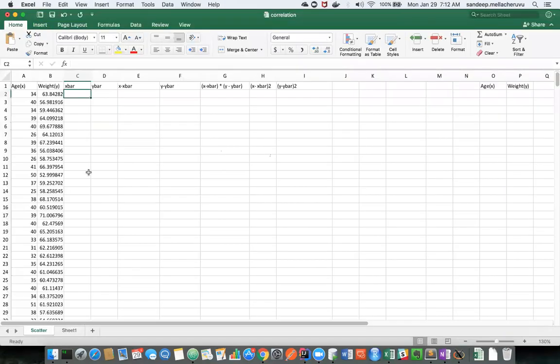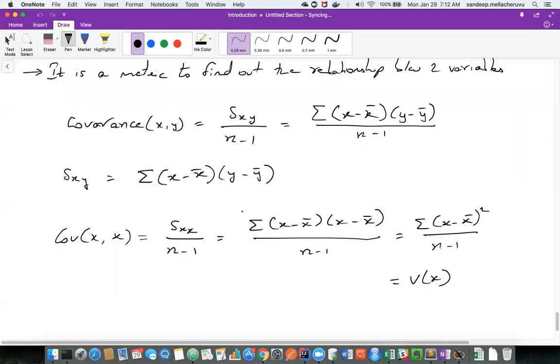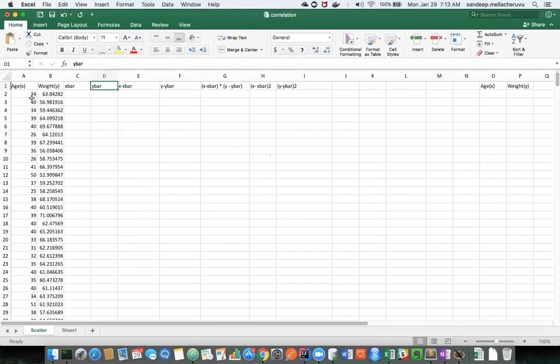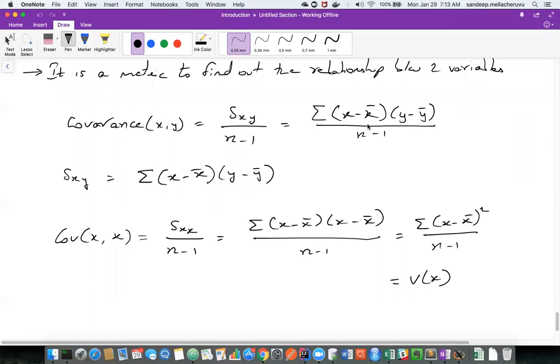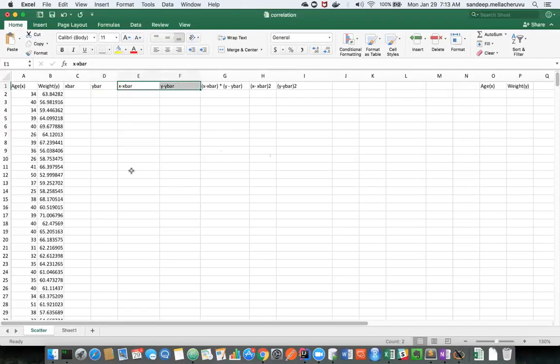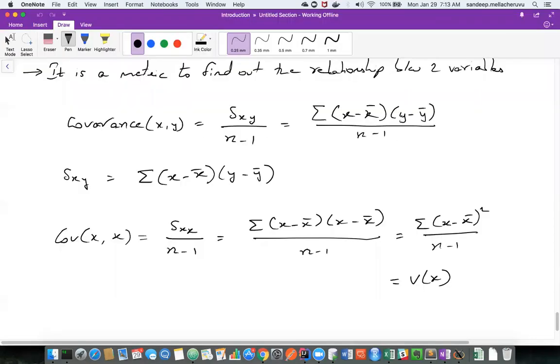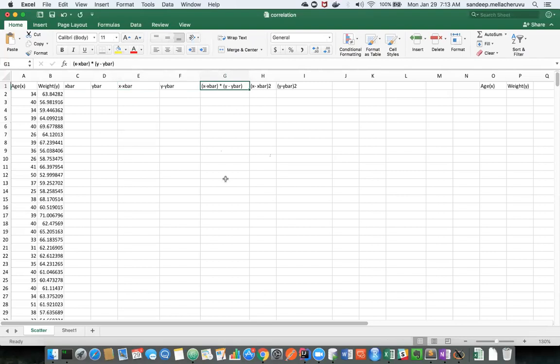Okay, now let's see how it goes. First thing is calculating x bar. In this case, I am considering age as x and weight as y. What I am doing is I am calculating x bar, y bar, which are these two quantities here. And then I am trying to calculate a difference, which is x minus x bar and y minus y bar, which will be these two quantities. And then I need to multiply these two, which is this column.